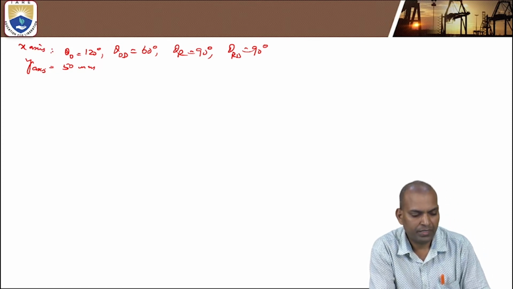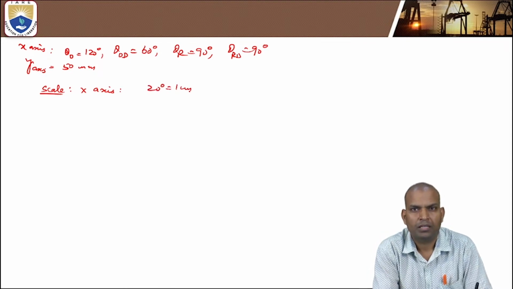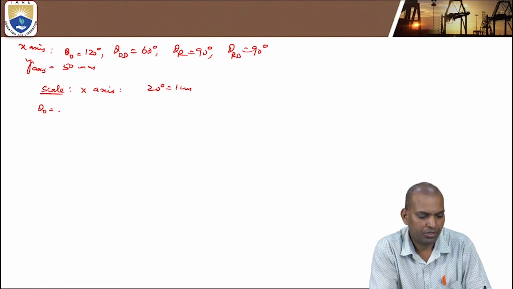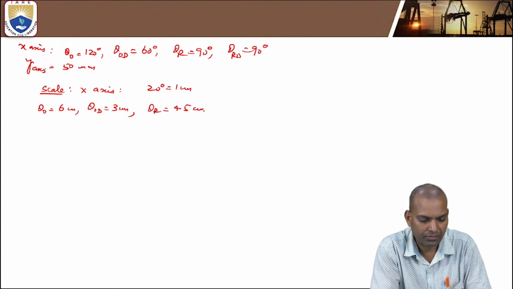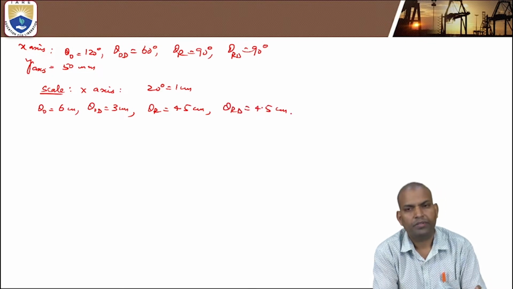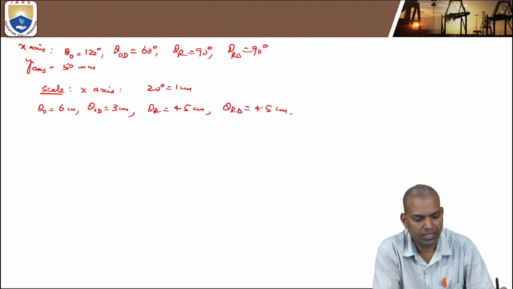For drawing the displacement diagram, take a scale. Scale for the x-axis: consider 20 degrees equal to 1 centimeter. Then theta outward becomes how much? 6 centimeters. Theta outward dwell becomes 3 centimeters after converting the scale. Theta return is 4.5 centimeters, and theta return dwell is 4.5 centimeters. With these dimensions, we have to draw the displacement diagram on both the x-axis and y-axis.